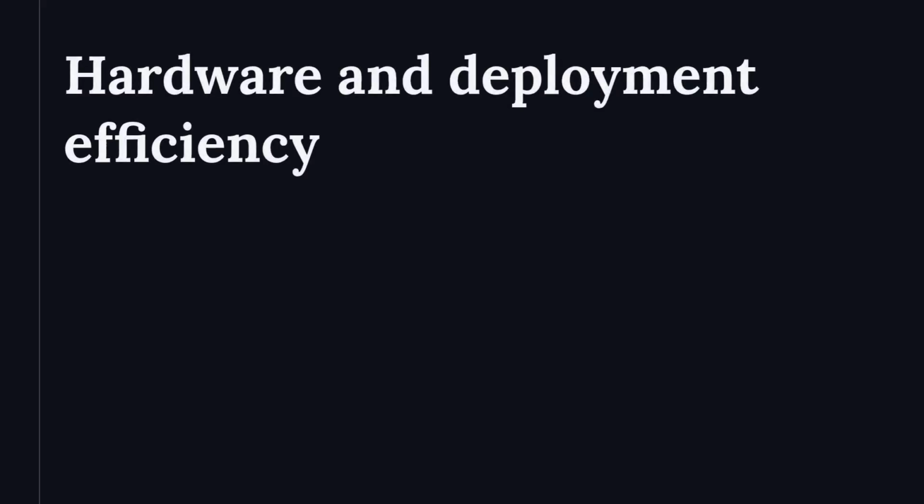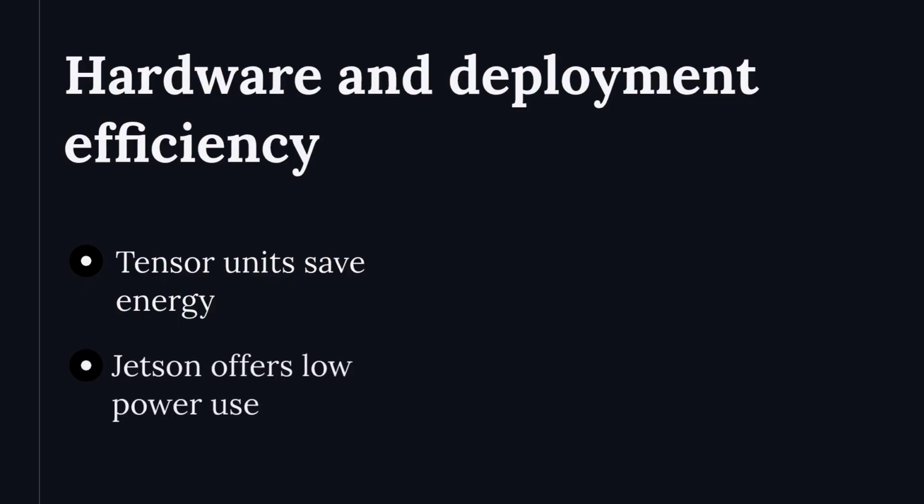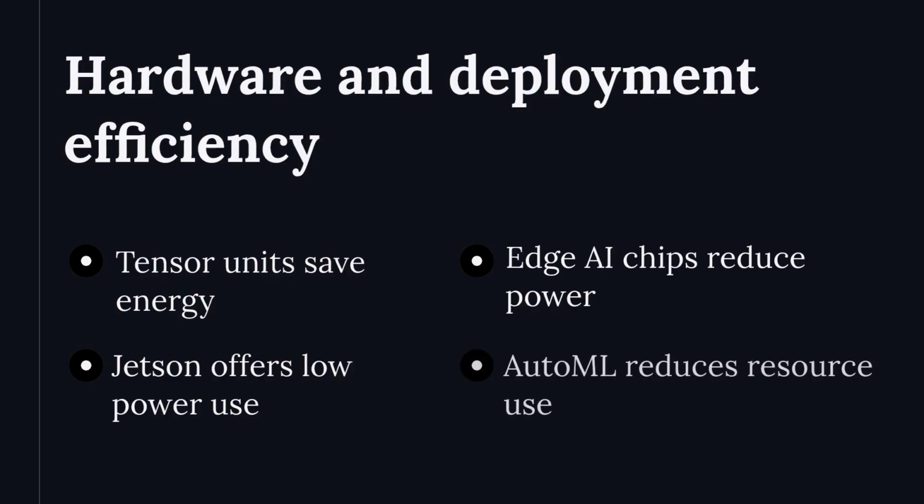Efficiency also depends on hardware and deployment choices. Specialized processors such as tensor processing units and edge AI chips are used to reduce energy consumption during training and inference. The NVIDIA Jetson series is named as a low-power solution. Distributed training with tools like Horovod can reduce time and energy, while edge computing and AutoML can further lower resource use.